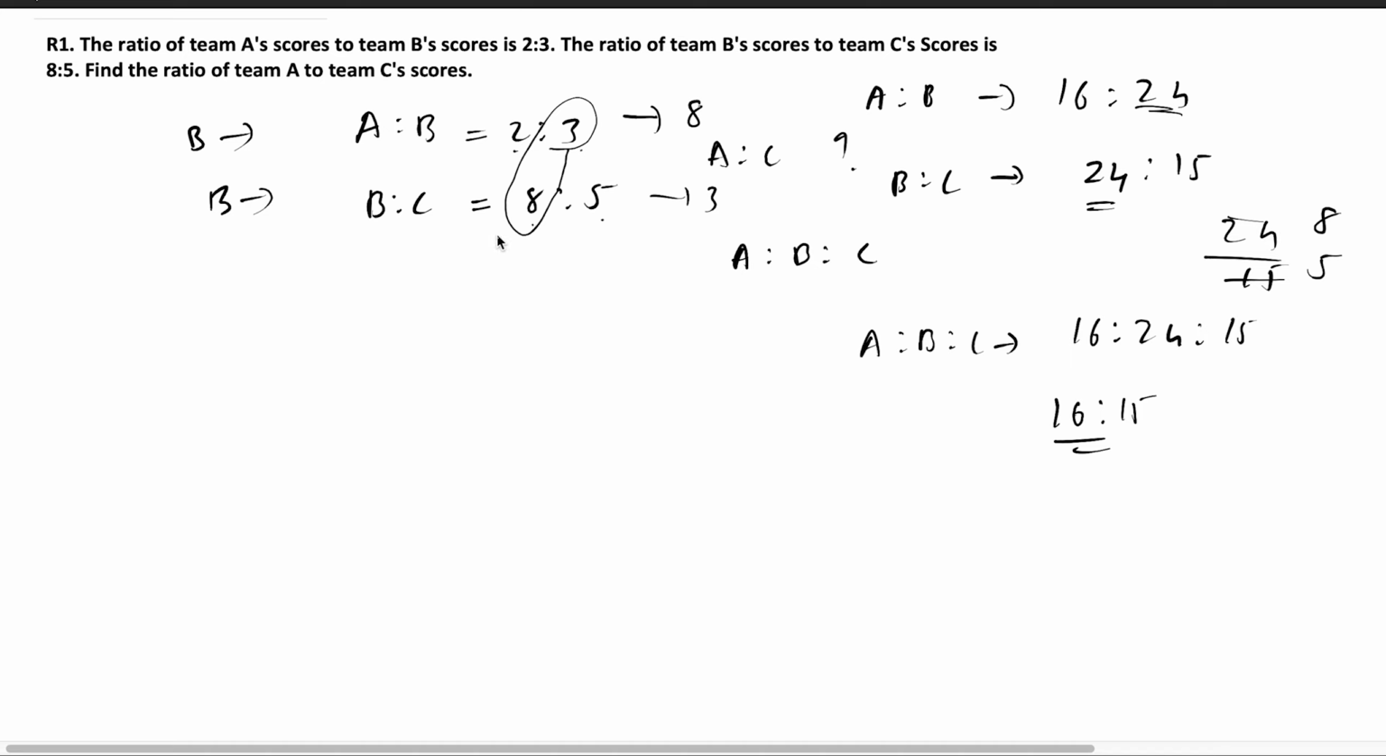Now let's look at the second method. Multiply 2 into 8, you get 16. Then you multiply 3 into 8, you get 24. Then you multiply 3 into 5, you get 15. So this will also yield the same answer. The second question is also a similar one, so you will understand it better when we do that.